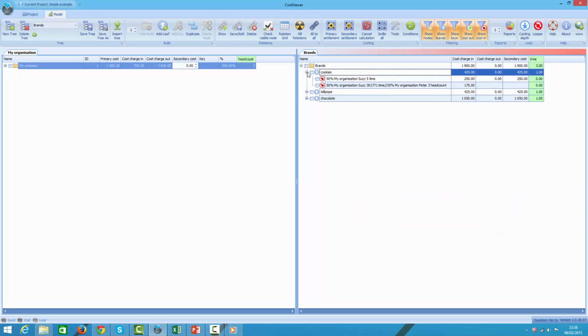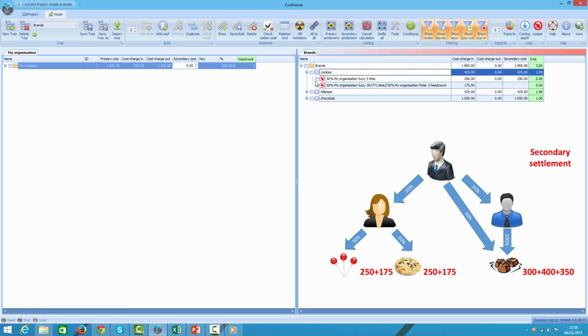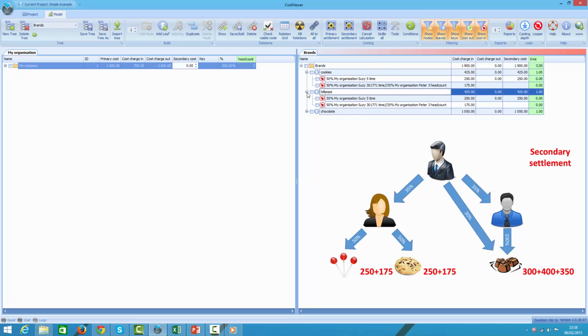Total cost consists of 50% of Susie's cost and something else. The second item represents 35% of Peter's cost that was in the first instance charged out to Susie, and following that only half of it was charged to the cookies brand. Effectively, that item represents 17.5% of Peter's cost. And we have an identical situation in the lollipops brand.